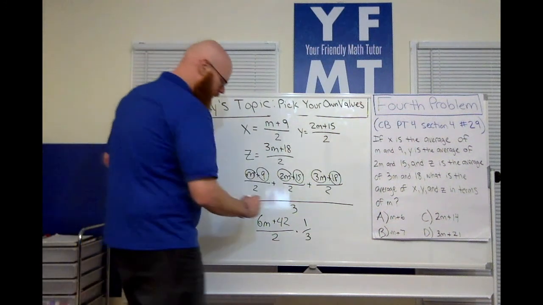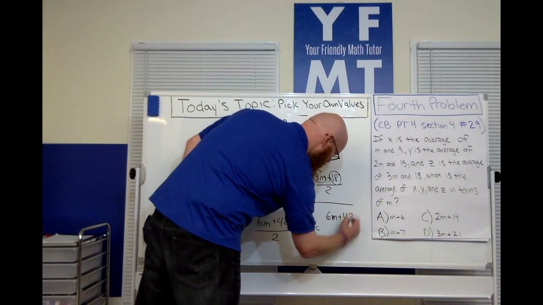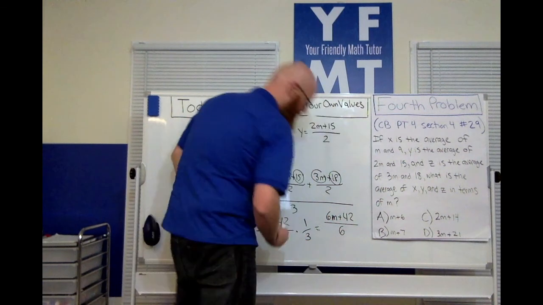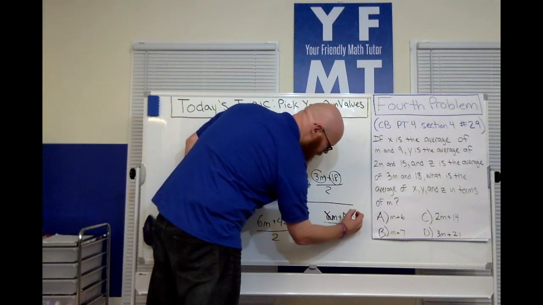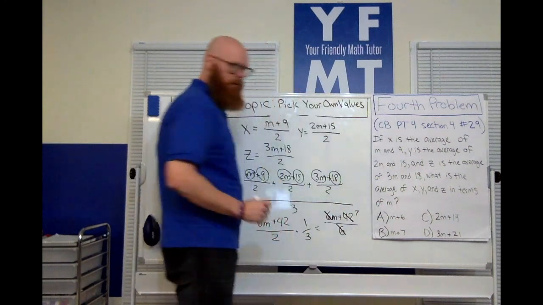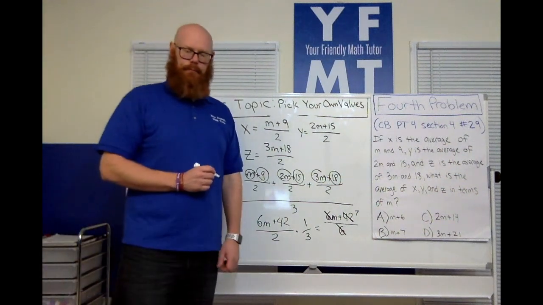So I'm simply going to get (6m plus 42) over 6. And then I can take out a 6 in every one of these. So I'm left with m plus 7, which is B. All right? That's the school way.